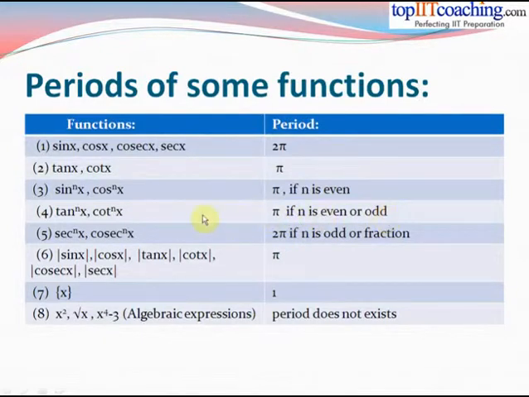So tan x and cot x to any exponent is always having a period of pi, even if n is odd or even. Sec x to the power n and cosec x to the power n has a period of 2 pi if n is odd or fraction. Modulus of sin x, modulus of cos x, modulus of tan x, modulus of cot x, modulus of cosec x and modulus of sec x has a period of pi.